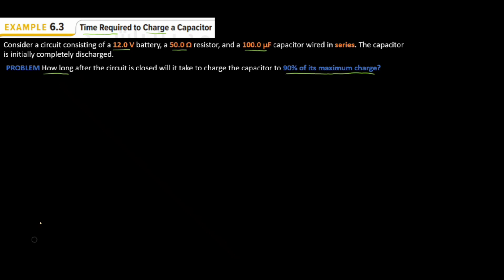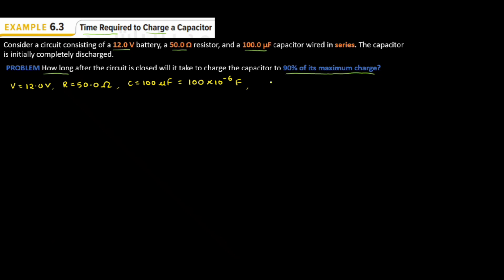Let's write down what is given to us. I have the potential difference of the battery, which is 12 volt. We have the resistance of the circuit, 50 ohm. The capacitance C, which is 100 microfarad. Microfarad, I will convert the unit. Micro is 10 to the power -6 farad.